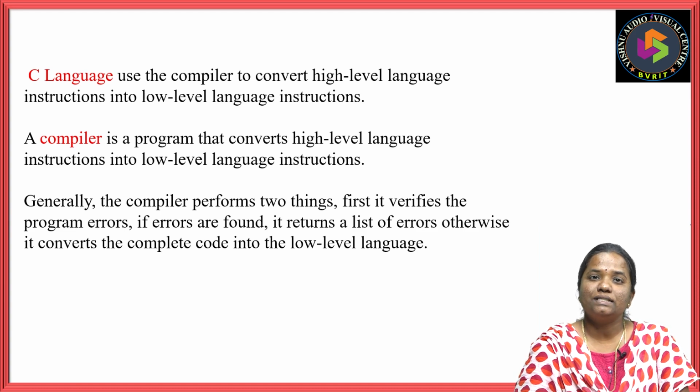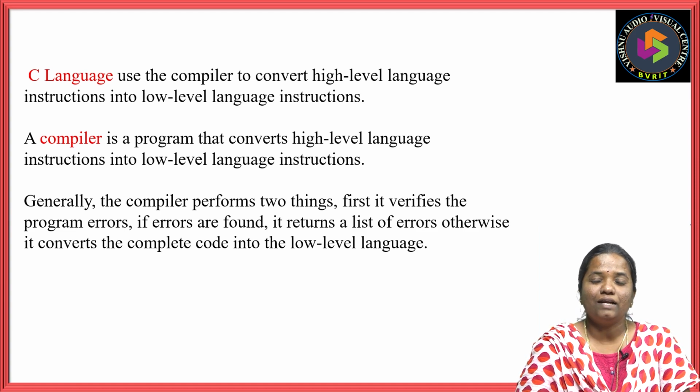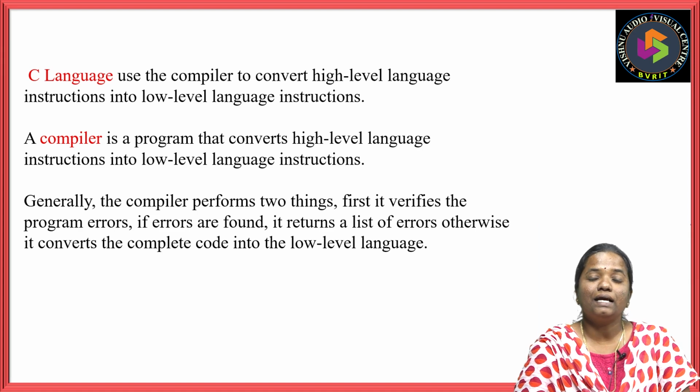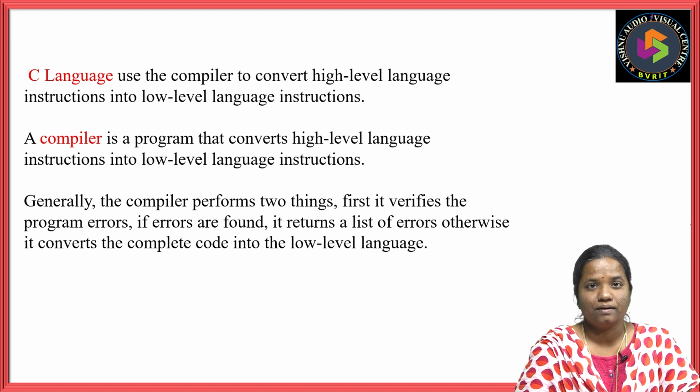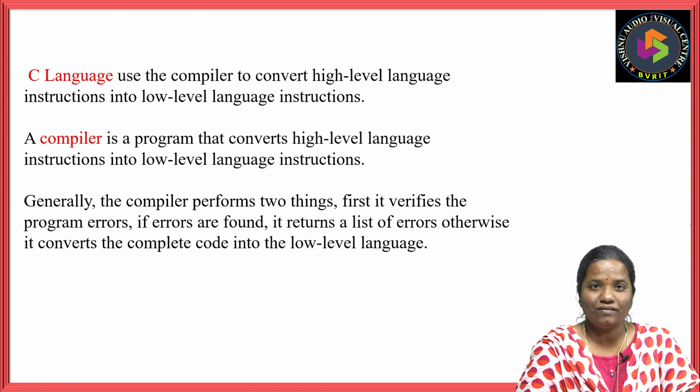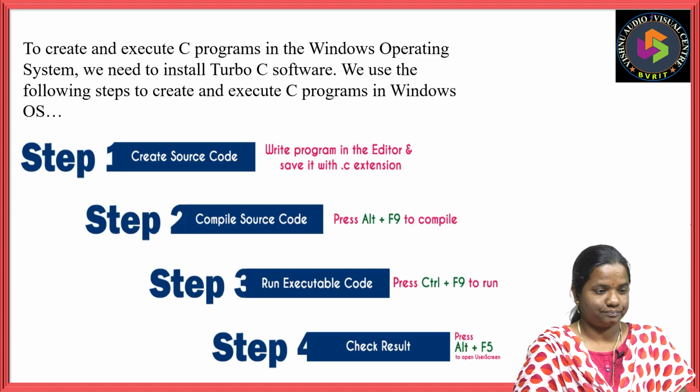C language uses a compiler to convert higher level language instructions into lower level language instructions. A compiler is a program that converts high level language into low level language instructions. Generally, the compiler performs two things. First, it verifies the errors. If errors are found, it displays the list of errors. If errors are not there, it converts high level language instructions into low level language instructions.